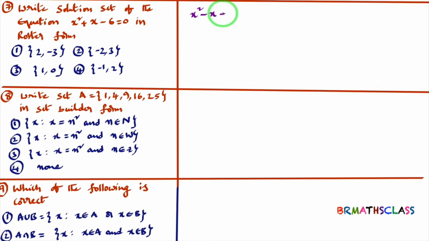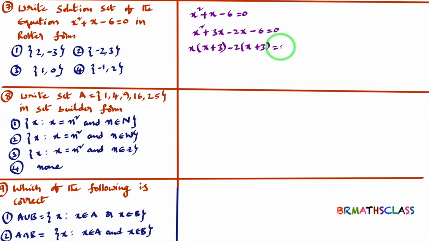x square plus x minus 6 equal to 0. You just split the middle term: x square plus 3x minus 2x minus 6 equal to 0. In the first two terms you take x common. What will you get? x plus 3. In the next two terms you take 2 common. What will you get? x plus 3 equal to 0. So it can be written as (x plus 3) into (x minus 2) equal to 0. So this is nothing but x equal to minus 3, x equal to 2.